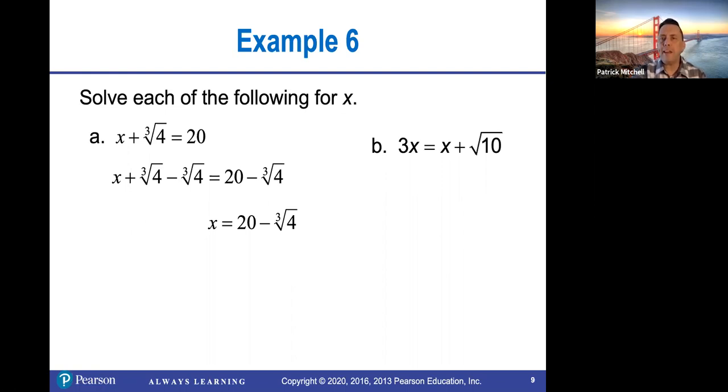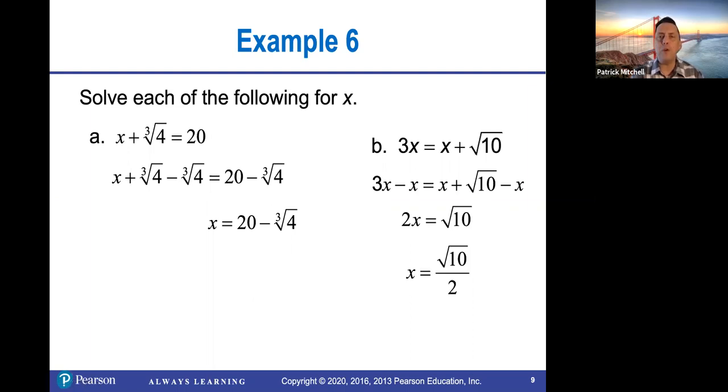Next, we have 3x equals x plus the square root of 10. We'll start by subtracting x on both sides. That gives us 3x minus x equals x plus the square root of 10 minus x. And now if we simplify each side, 3x minus x is 2x, and the x minus x cancels and just leaves us square root of 10. If we divide both sides by 2, we get x equals the square root of 10 over 2, which is another perfectly good real number.